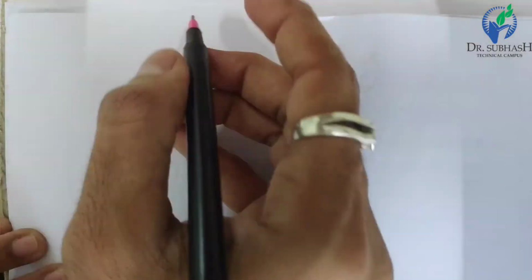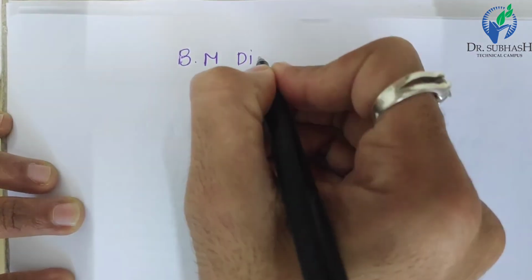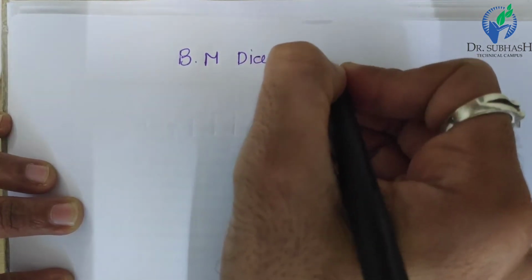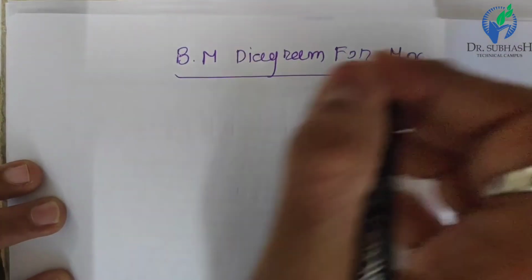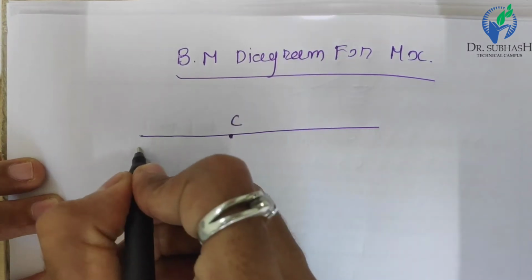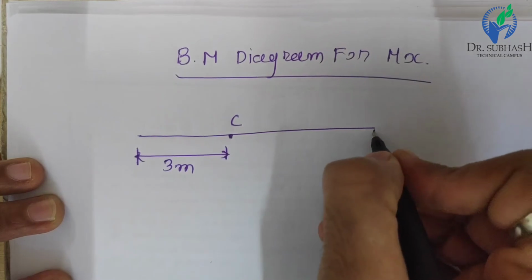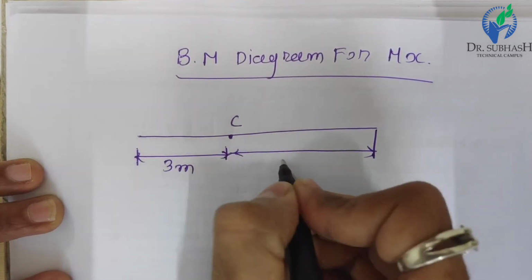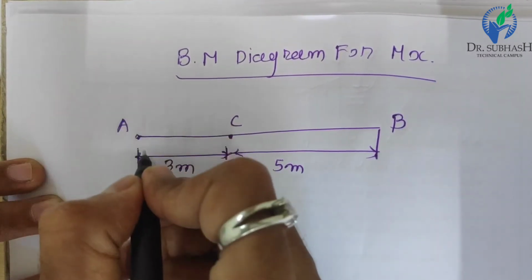This one is our last step. What do we draw? The bending moment diagram for MX. Again, X should be given a 3 meter distance. So what should be the remaining span? It should be 5 meter. This is our point B, and this is our point A.